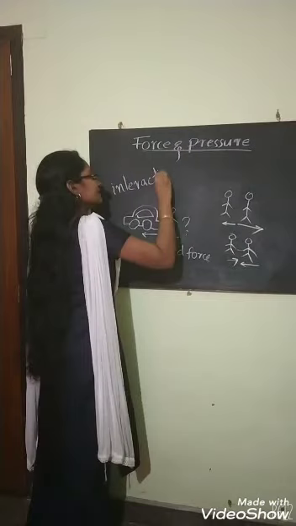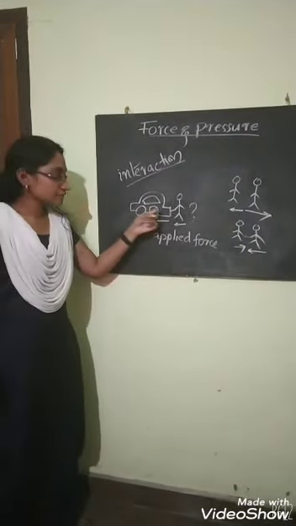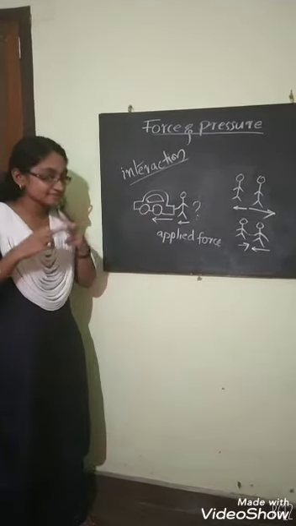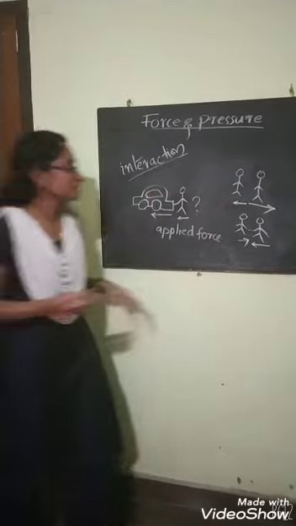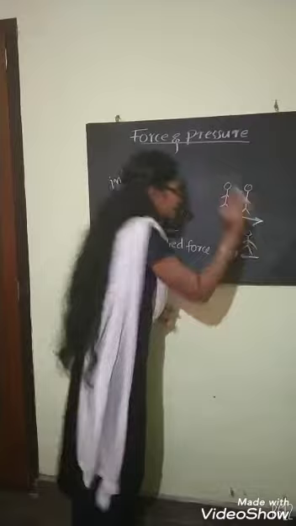We can see an interaction. That is, from this car and this person, there is an interaction. That is, a touch is happening between these two bodies. Likewise, these two people also have an interaction, and these two people have an interaction.